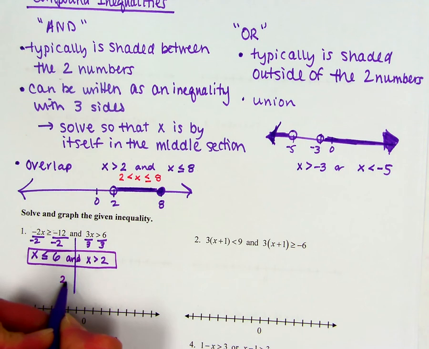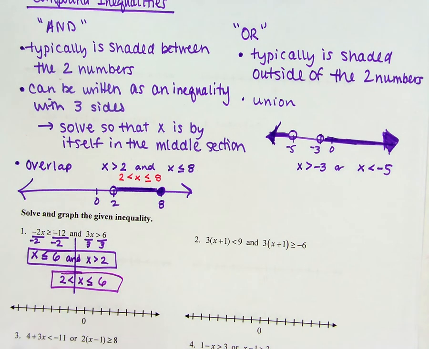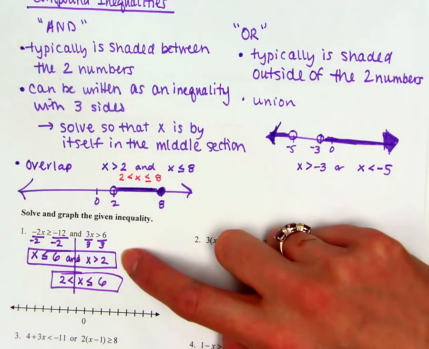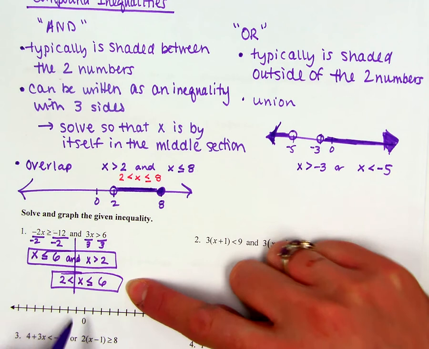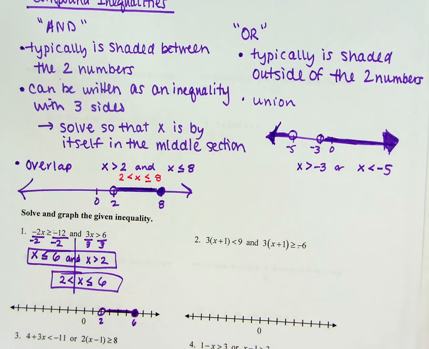Another way is to say that 2 is less than x, which is less than or equal to 6. So we're just going to write down both for now. You might see something on a multiple choice test where it's listed like this or like this. And then we need to graph. So the graphing part, just find where your two numbers are. Make sure you do the correct type of circle, open circle or closed circle. And if it's and, you're going to shade in between.